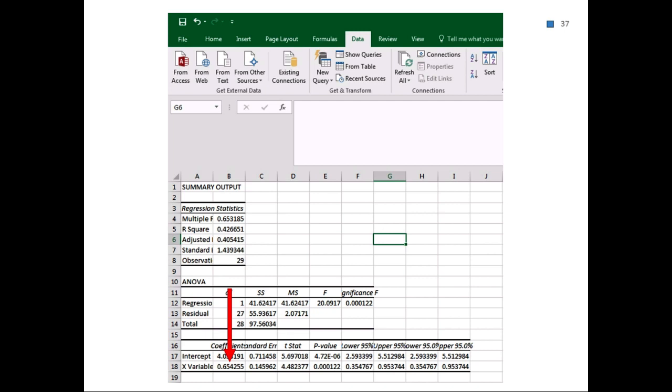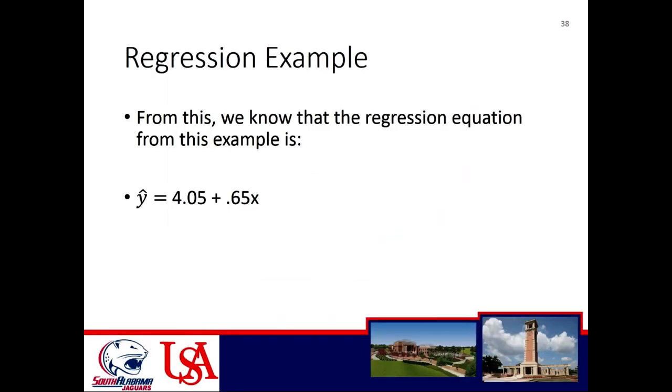The next one, as you see right here, is 0.654. This is where we would get our beta 1 from. It's in the coefficient column, which is our beta coefficient column, beside where it says x variable. In this one, we just had one predictor, so our x variable is job satisfaction. So we would know that our beta 1 is 0.654. From these two pieces of information, we would know that the regression equation from this example is y hat equals 4.05 plus 0.65x.